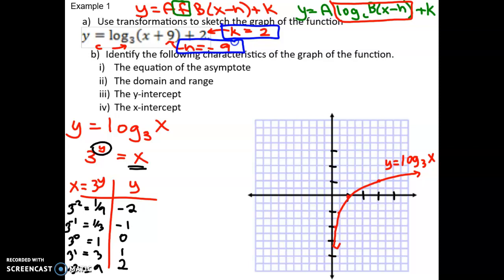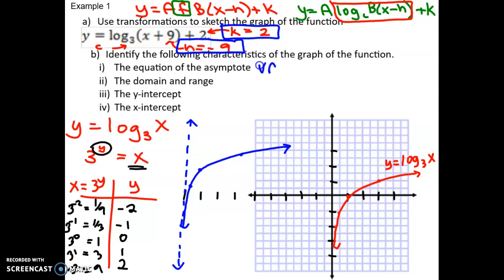So now where's that vertical asymptote going to be? At -9. It's going to move 9 units to the left as well. Okay, now with this new graph, once we moved it left 9 and up 2, we have to find all of our new information.